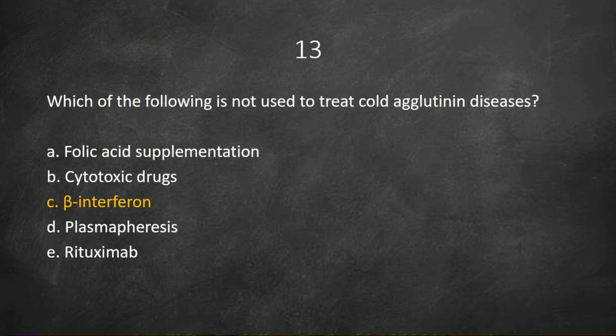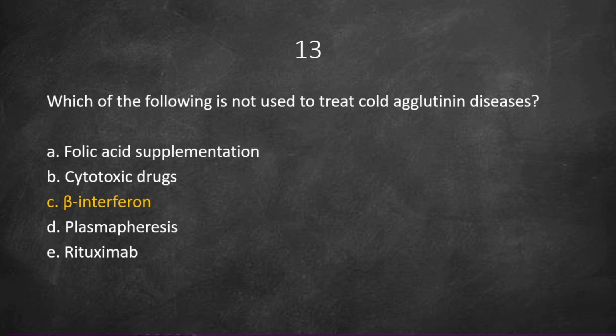So they could use folic acid supplementation, which helps to support red cell production, as you know, the very function of folic acid. Then you could also use cytotoxic drugs. These are used to suppress the immune system and reduce antibody production, and that also helps. If you take option D, plasmapheresis, another excellent way, it removes the antibodies from the blood, and it can help to manage severe cases. Very important.